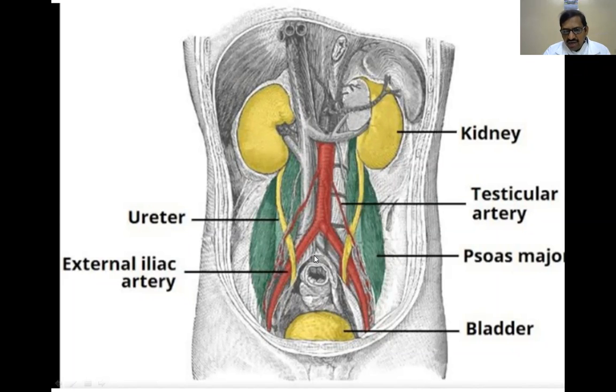And coming to the anterior relations of this ureter, they are different on the right and left. First of all, take the right side. First is the right peritoneum, then the right gonadal vessels. And next is the second part of the duodenum. The second and third parts of the duodenum are also related in the upper part.